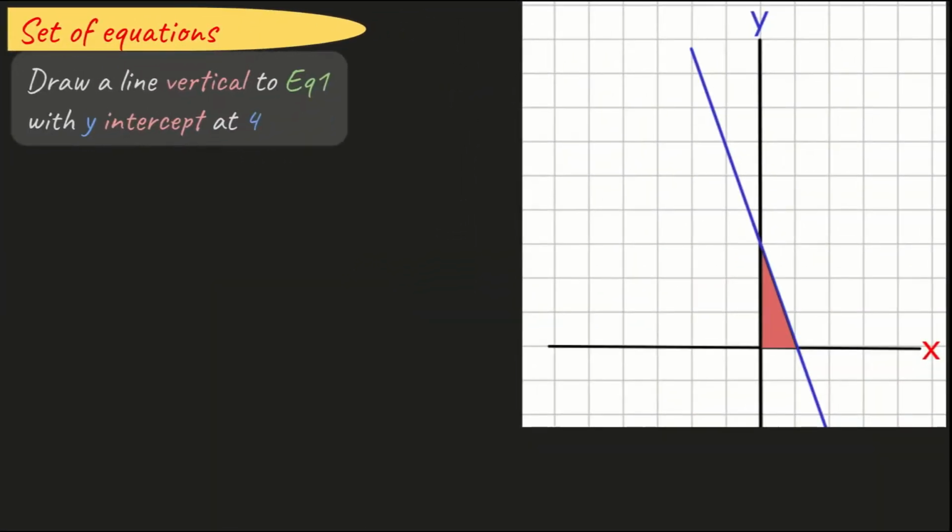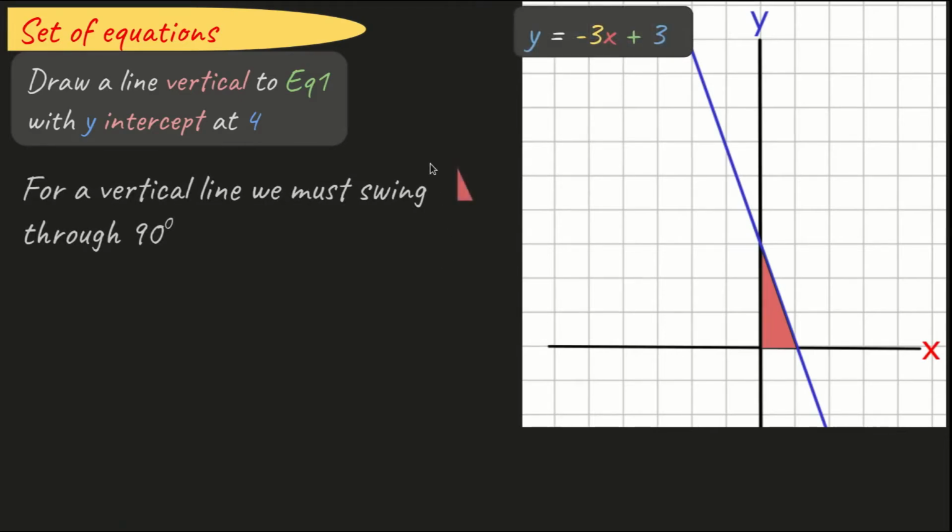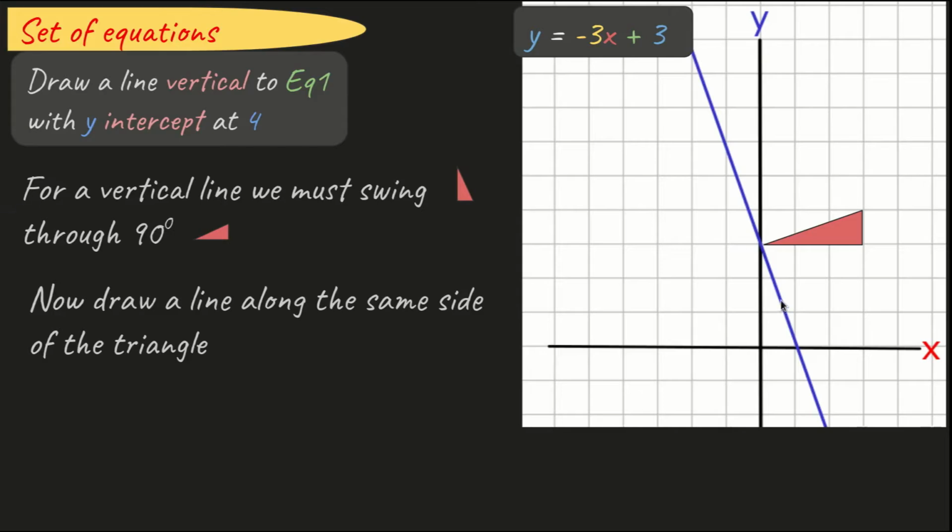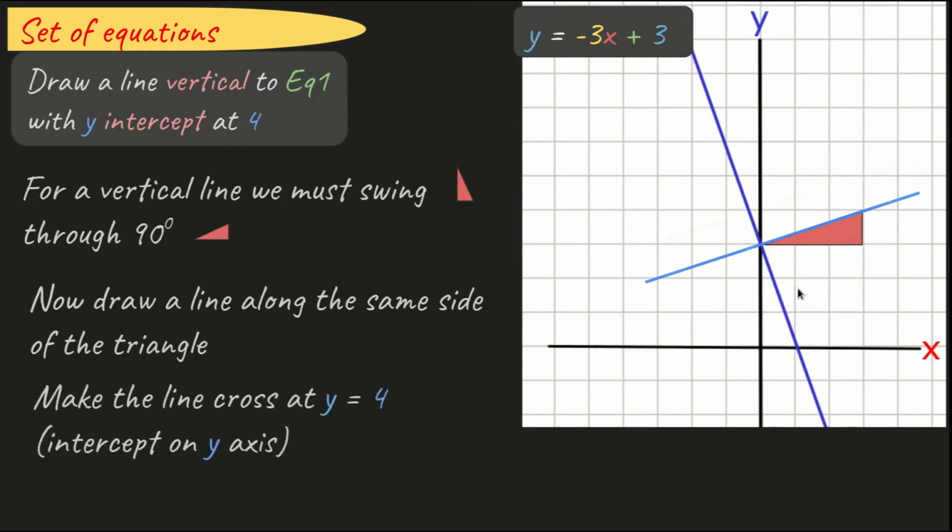This is where we are. We have y is equal to minus 3x plus 3. We've drawn the line, and we've got the little triangle that we understand, which gives us our slope. For a vertical line, we must swing that triangle through 90 degrees. That's logical. If we swing that triangle around that point 3 where it's crossing the y-axis, or the y-intercept, the c value, we now draw a straight line along the same side as what it was. And we make the line cross the y at 4, because that's our problem statement.